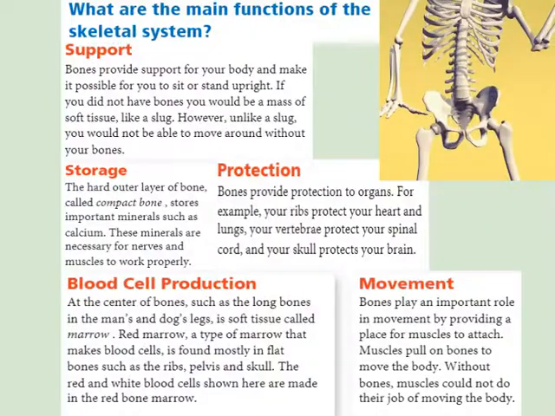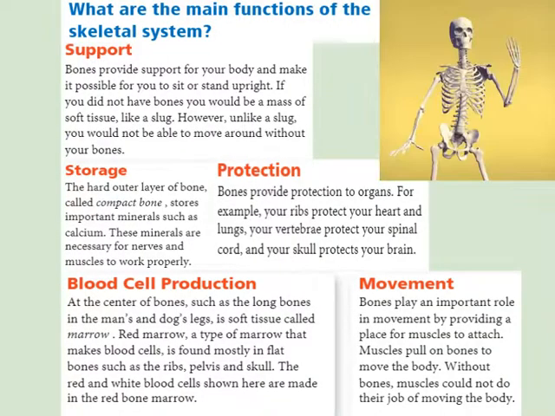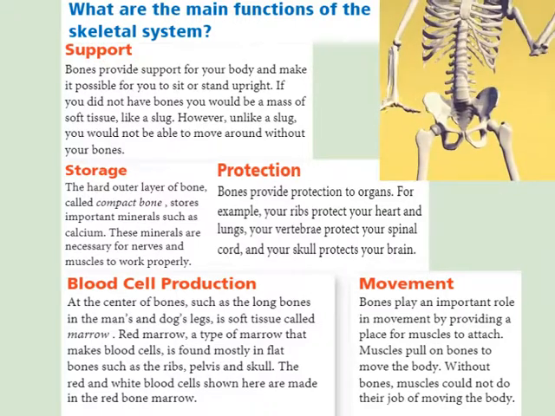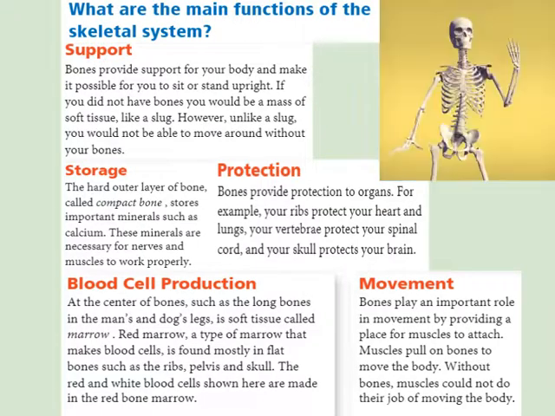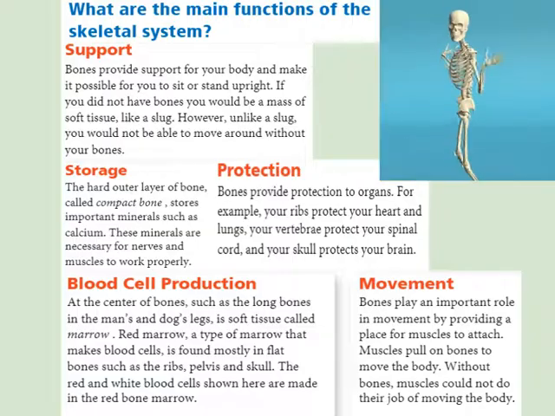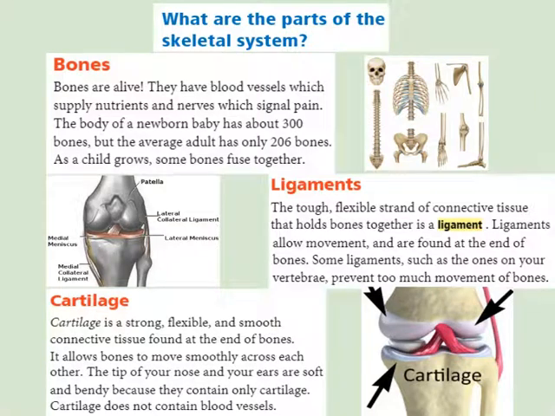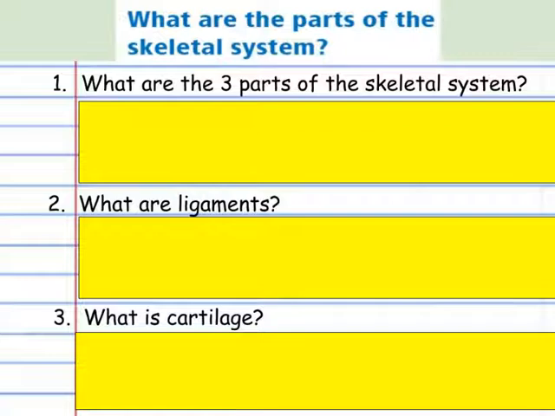All right, so those are the main functions, and this part of the book goes through those functions. Little dancing skeleton, I thought that was kind of cute. You've got to answer some questions about those functions. This one's what are the parts of the skeletal system? So bones, like I said, obviously, ligaments and cartilage. Some questions about those.